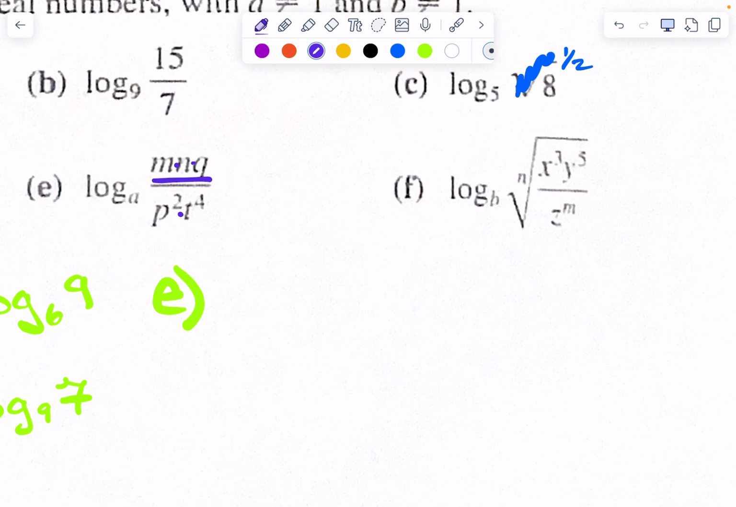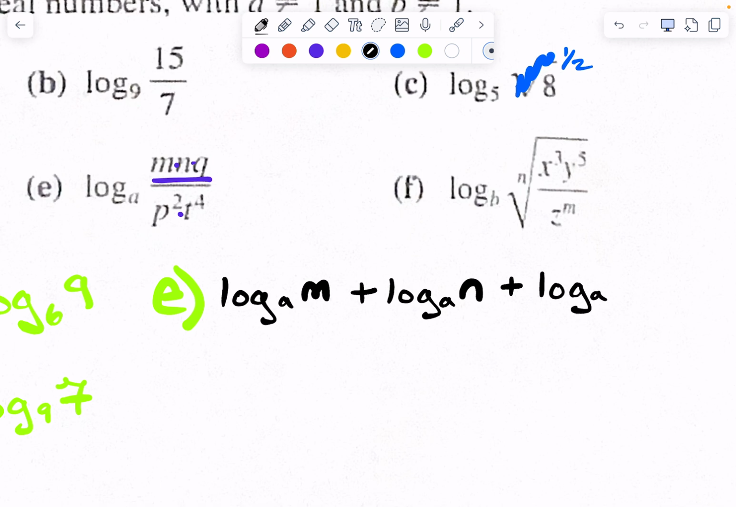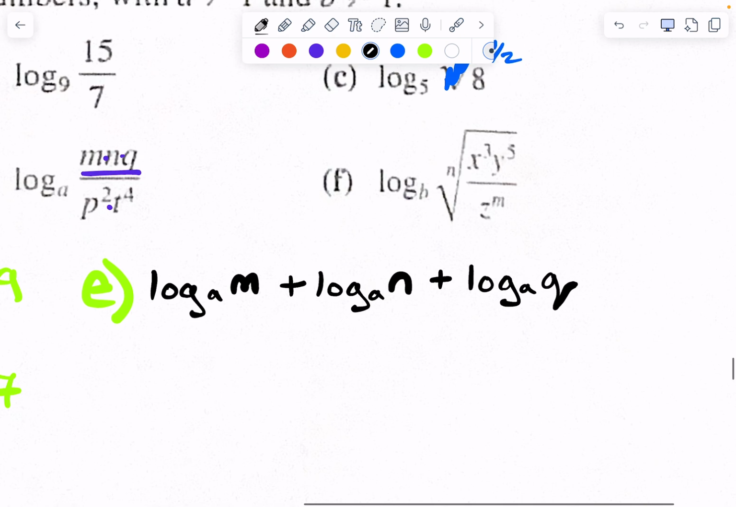Okay, E. All right, we have 5 pieces. We want to separate these. So the first chunk will be log base A of M. I want to separate the N and the Q, so it will be plus log base A of N plus log base A of Q. All right, and then how do I do the bottom part?